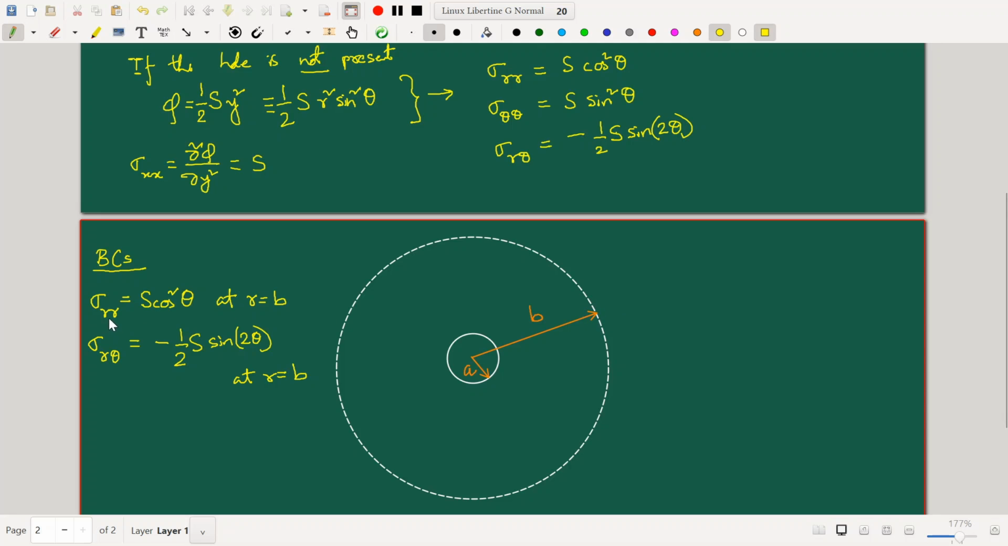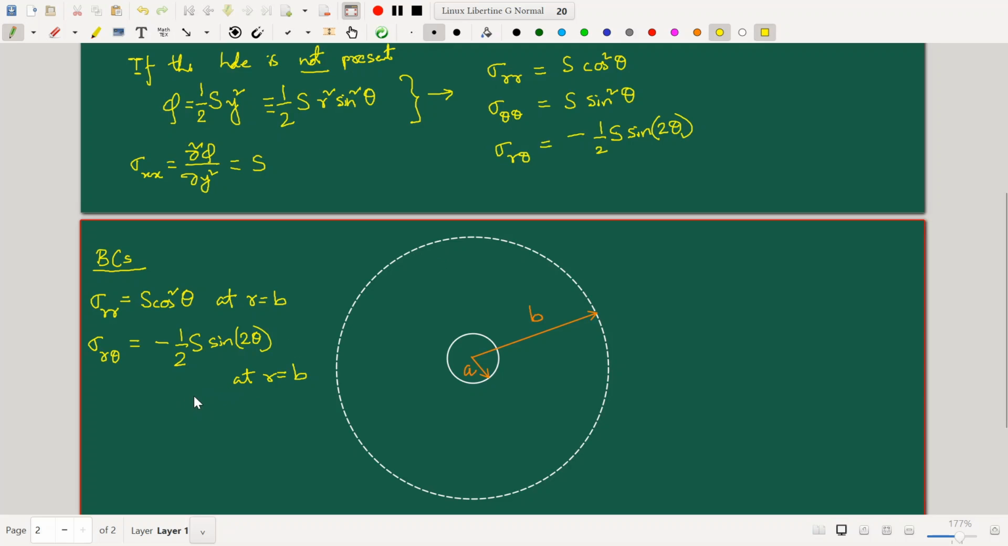Okay, so when we are writing the sigma RR equal to S cos square theta, we are actually writing the traction component in the radial direction. We are writing the boundary condition corresponding to the traction component in the tangential direction with this sigma R theta equal to minus half S sine 2 theta. Okay, please note that in the specification of these boundary conditions, I do not need to involve this sigma theta theta. It simply does not come about because of the way the traction boundary conditions emerge.